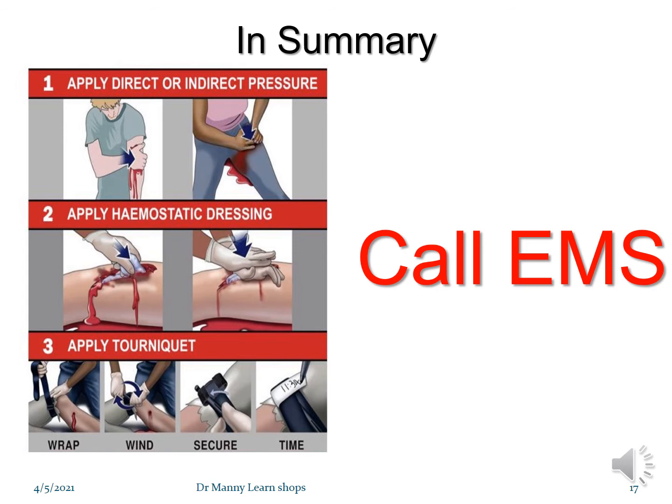So in summary, apply direct or indirect pressure, apply a dressing, apply a tourniquet if you have to. But remember, when you apply a tourniquet, there's going to be no blood flow to that limb, which means ischemia, which means the limb could be damaged. Preferably call 999 and apply the tourniquet and let those healthcare providers from the EMS decide the next step.